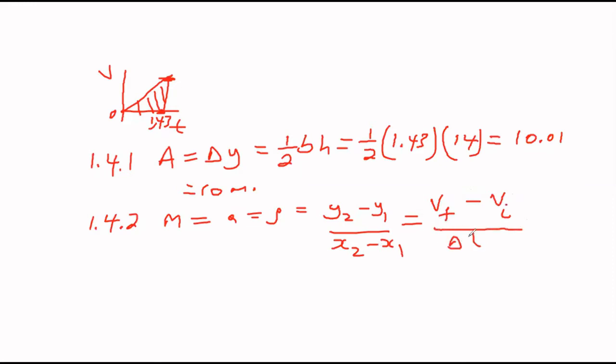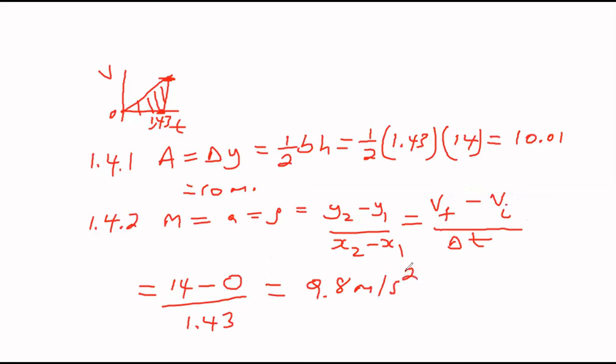So here we have delta t, or we have t2 minus t1. Let's substitute. V final is 14, v initial is 0, delta t is 1.43, or 1.43 minus 0. Okay, what is 14 divided by 1.43? We get 9.8 meters per second squared. So we've calculated, or we have proven, that the acceleration is 9.8 without using the equations of motion.